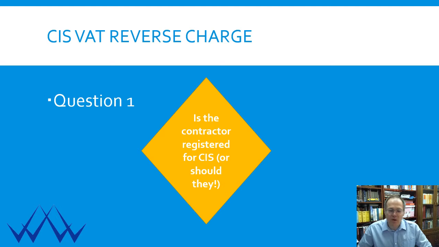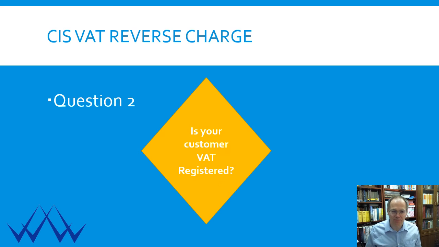So, when does it apply? Well, you have to ask yourself some questions, and I've tried to simplify it by just laying out the questions that you ask yourself. So first of all, is the contractor you're working for registered for CIS, or should they be? So you need to ask your contractor whether they're registered for CIS, and if the answer to that is yes, then potentially your services will be covered by this new regime. If not, then you have to charge VAT in the normal way.